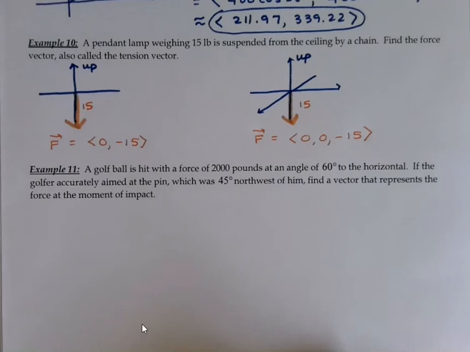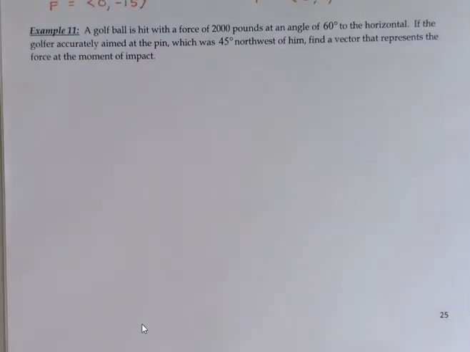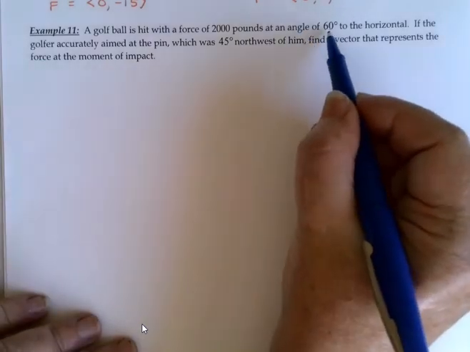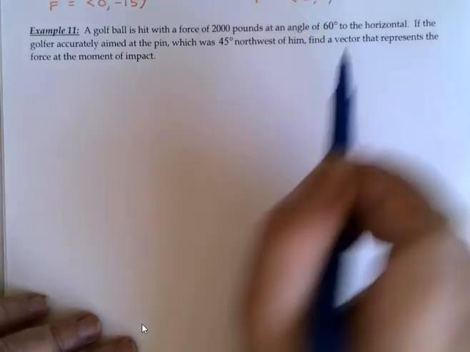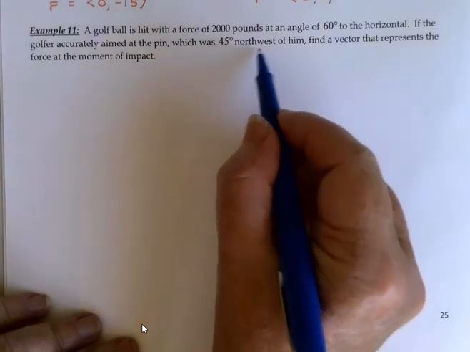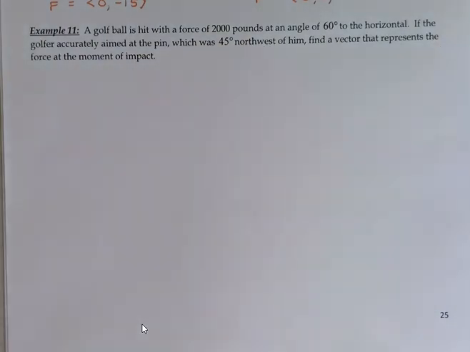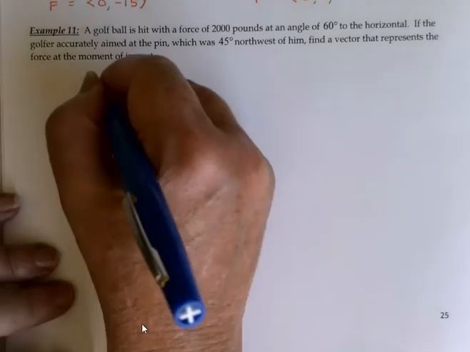All right, in example 11, a golf ball is hit with a force of 2,000 pounds at an angle of 60 degrees to the horizontal. If the golfer accurately aimed at the pin, which was 45 degrees northwest of him, find a vector that represents the force at the moment of impact. We do have a 3-dimensional situation here. We have an upward angle to the horizontal, so that's going to be a z direction, as well as northwest, which gives me both an x and a y direction. So I'm going to draw this one 3-dimensionally.